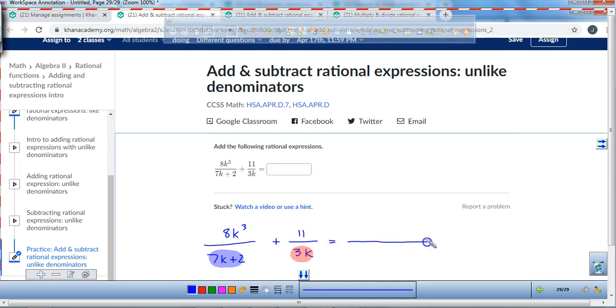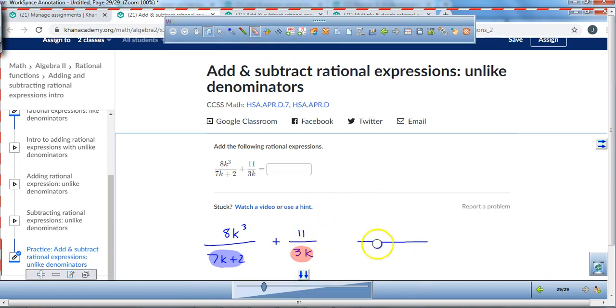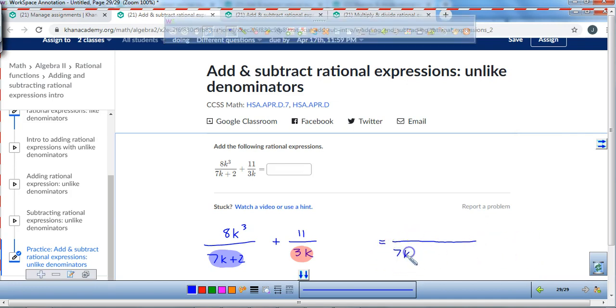All right, I need to leave a little bit more space to do my magic. Equals my mathemagic. Oh, that's a bad joke. Bad dad joke. So we have 7k plus 2 times 3k right there.